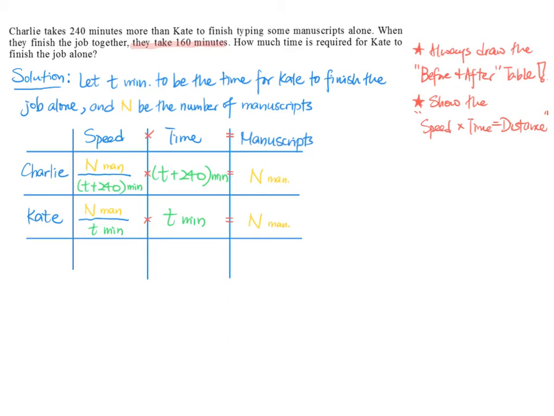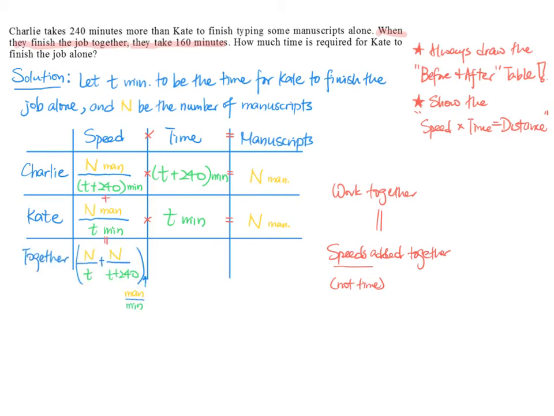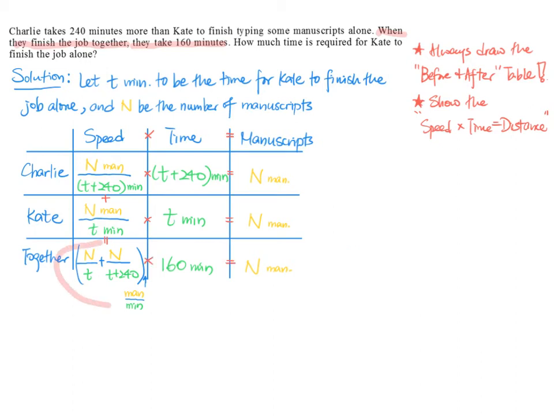And what is this 160? The 160 is when they finish the job together, when they work together. And when they work together, that means the speeds are added together, not the time though. So we will have an extra row here, and the speed of the together will be the sum of the two speeds. And the time it takes together is specifically given, it's 160 minutes for the same job, that is n manuscripts. And now what? Because this is also a speed time distance kind of thing, we could put them together all in one equation. So we have this equation.